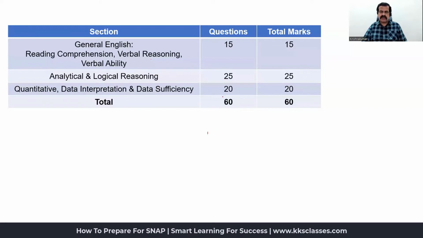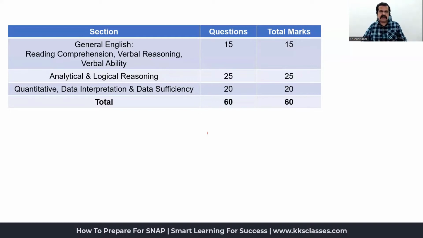So 15 questions, and here we don't take much time to do these questions, because as I said before, either we know it or we don't know it, so the reaction time is very quick. So the idea would be to go into verbal ability, finish that off, and then go into the other areas.